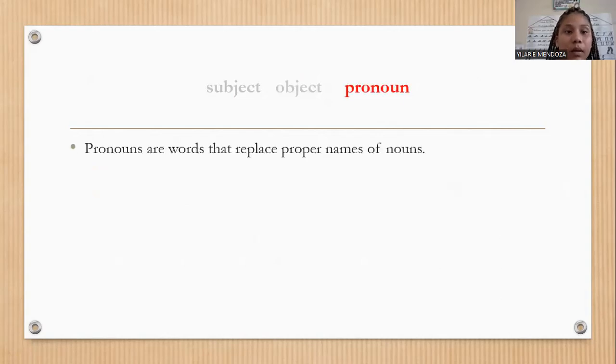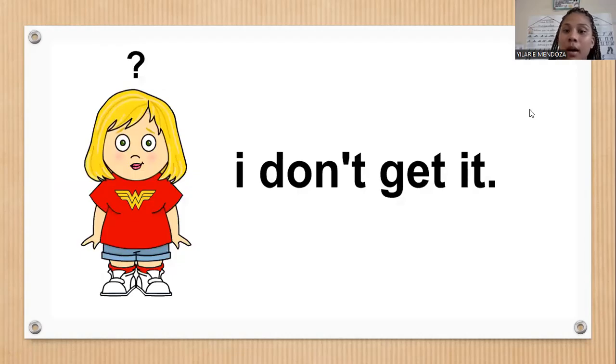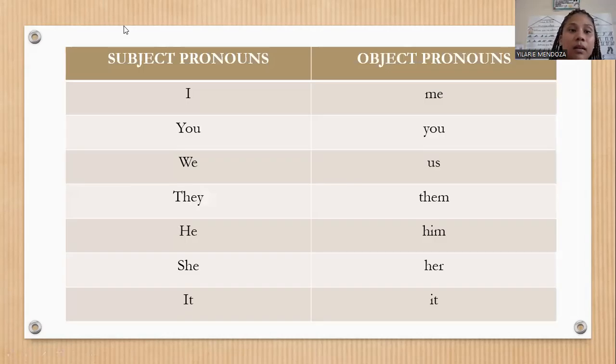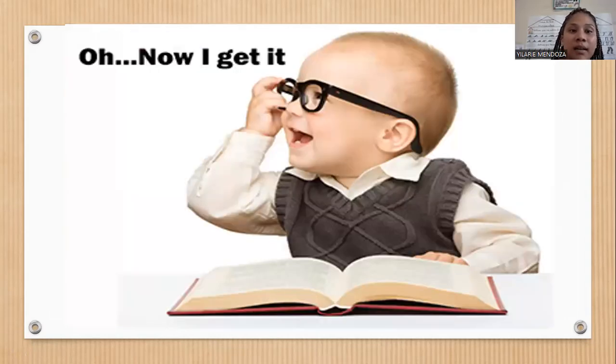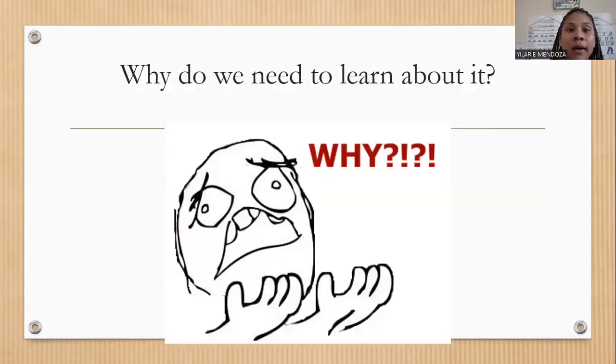Pronouns. Pronouns are words that replace proper nouns or nouns. The subject pronouns are I, you, we, they, he, she, it. The object pronouns are me, you, us, them, him, her, it. Now I get it. Why do you need to learn about it?